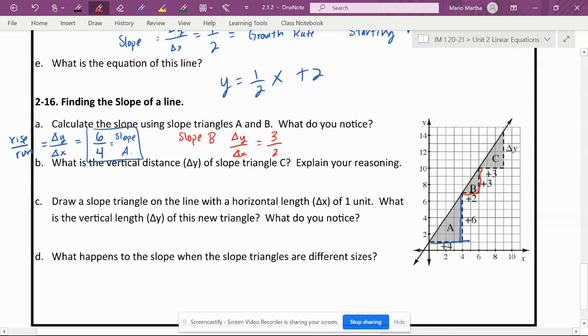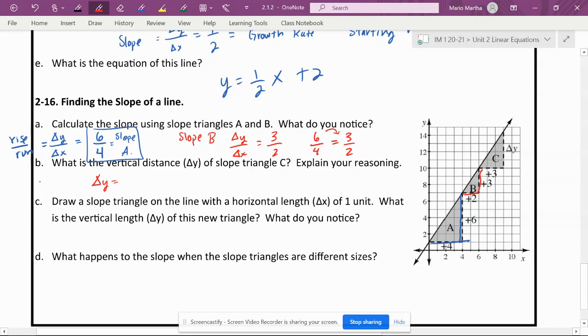And then what do you notice? So again, these two are equivalent fractions. 6 over 4 is the same as 3 over 2. If you divide both the numerator and denominator by 2, you get the simplified version of that fraction, which is 3/2. Now for question B, what is the vertical distance delta y of triangle C?